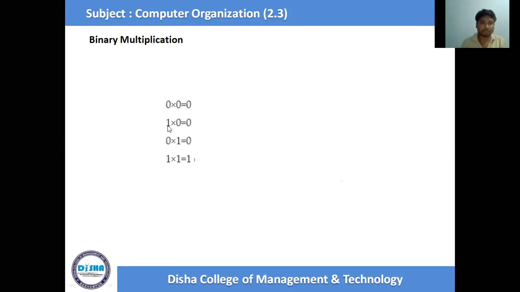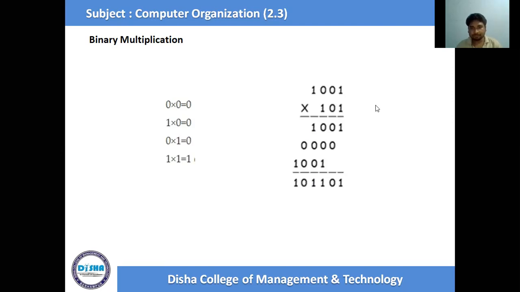If you multiply 0 with 1, the result is 0. 1 with 0, the result is 0. Sorry. When we multiply 1 and 1, we get the result 1. Okay, so here we simply have a number, this one, and this is my other number. Let's do the multiplication process. This one is multiplied with the whole number. First, 1 is multiplied with 1, and the result is 1.